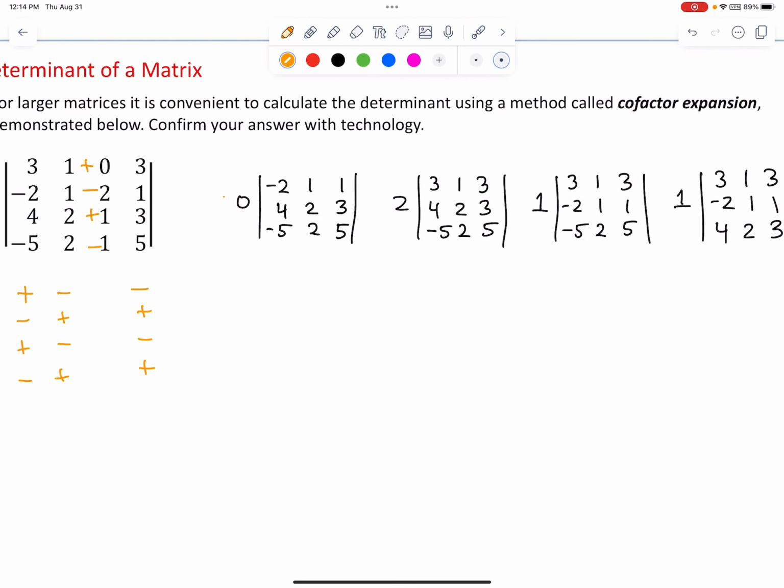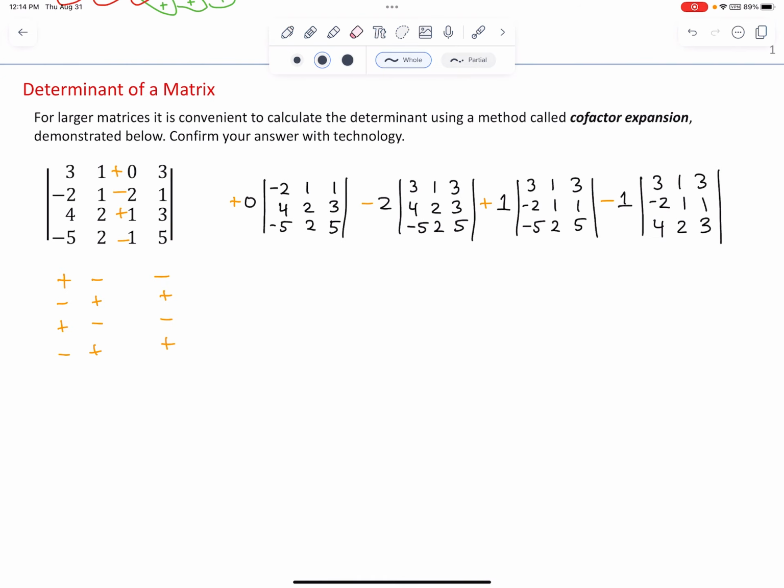So we have a positive in front of the 0, a negative in front of the 2, a positive in front of the 1, and a negative in front of that last one. This is the operation now that we will do to combine all of these determinants into one single number. Now the first one we don't need to bother with because multiplication by this 0 in front is going to lead to a 0 result. So this is why you want to pick a row or column that has the most zeros. It reduces how much calculation you have to do.